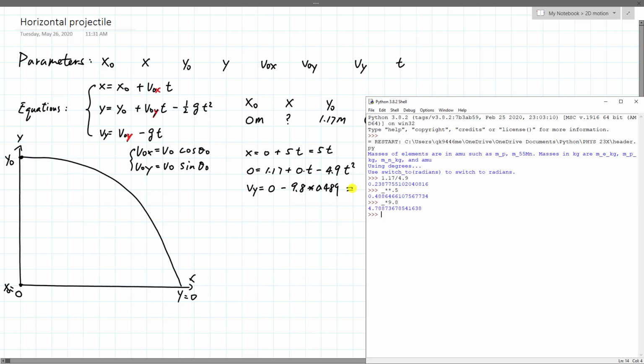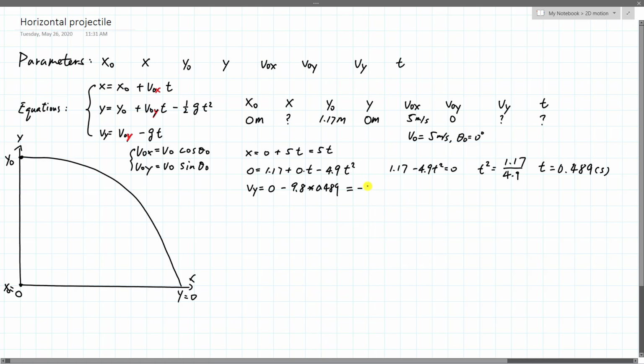That is a negative, right? I didn't have the negative included, so I need to do the negative. 4.79. Okay, so the negative in front, 4.79 meters per second. So a negative velocity, that makes sense. It's coming down. Okay, so now I like to go back to the first equation. I'll just call this 1, 2, 3.